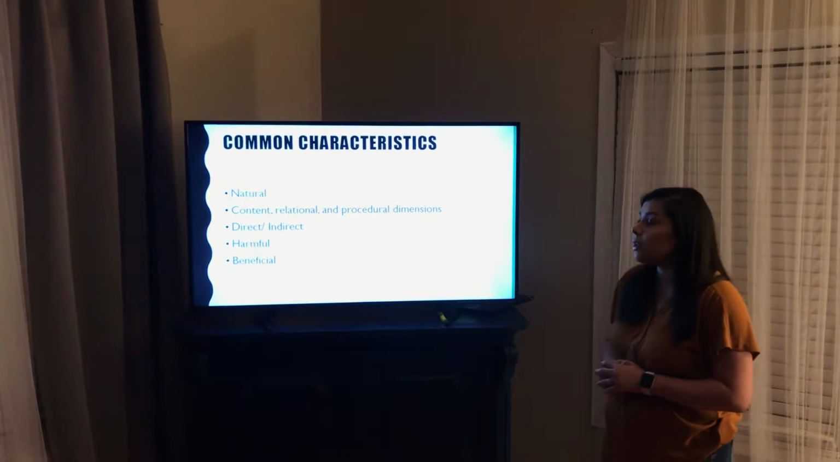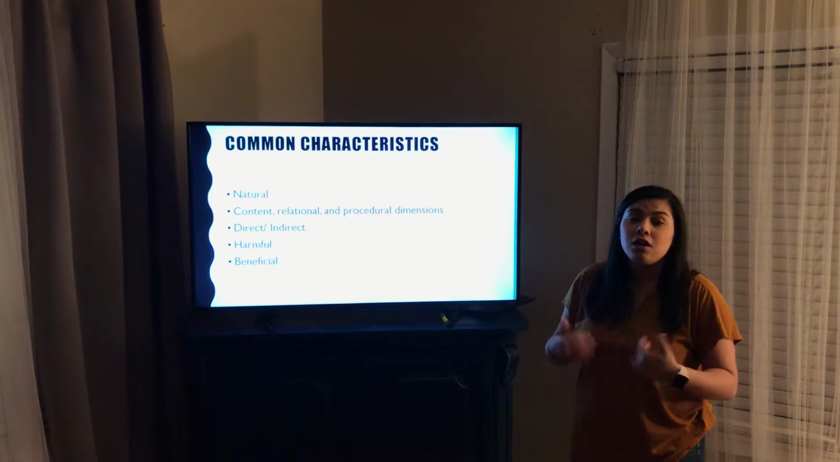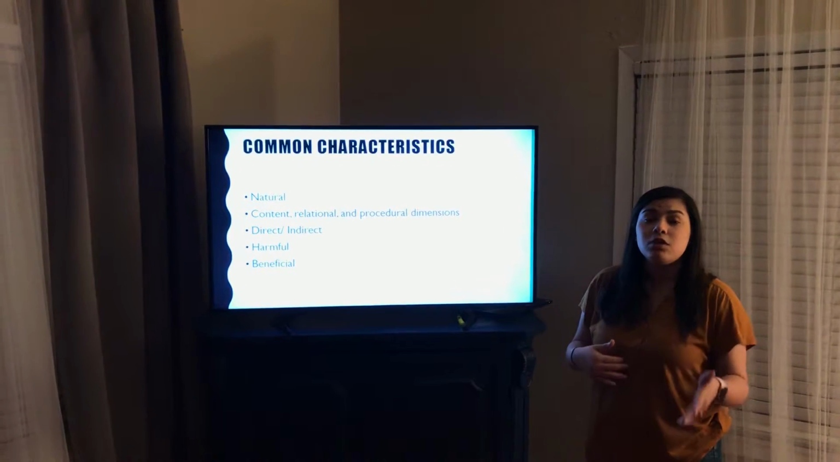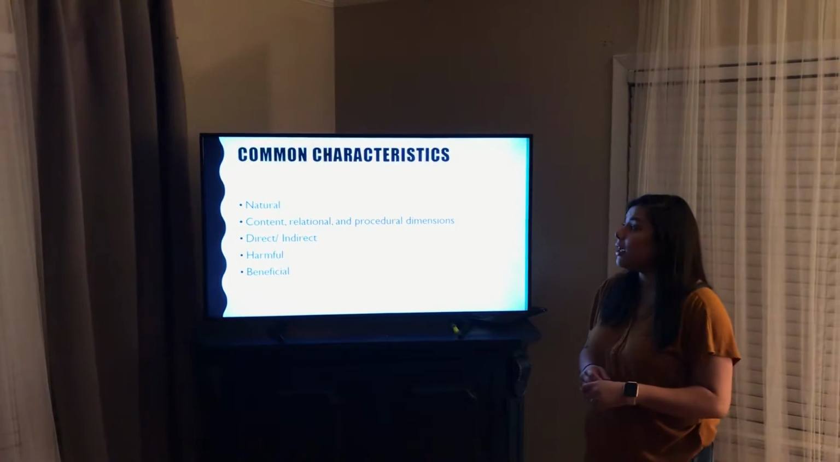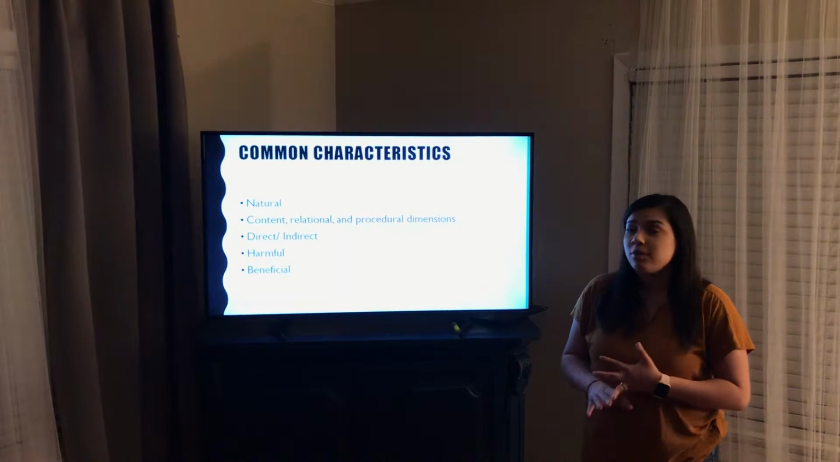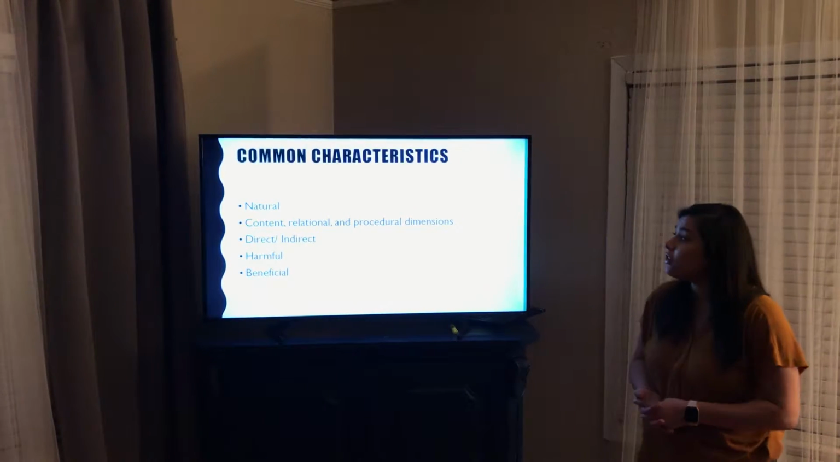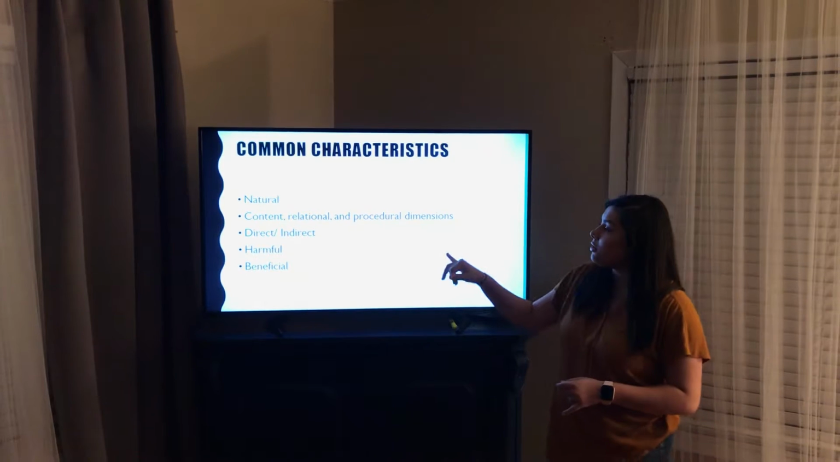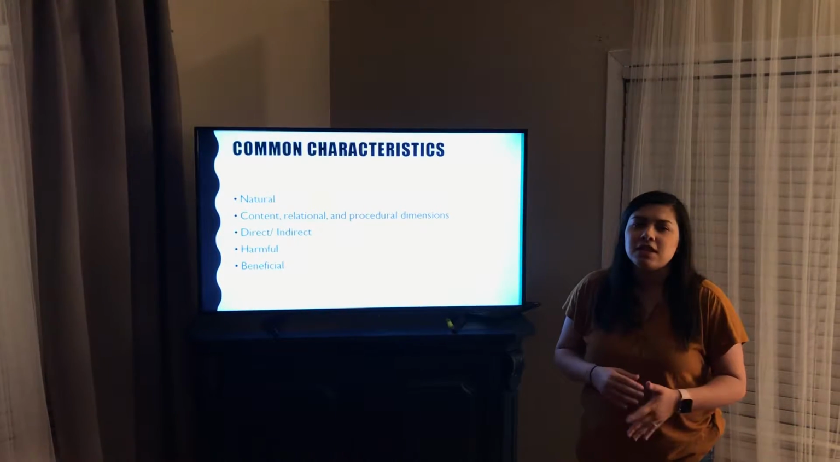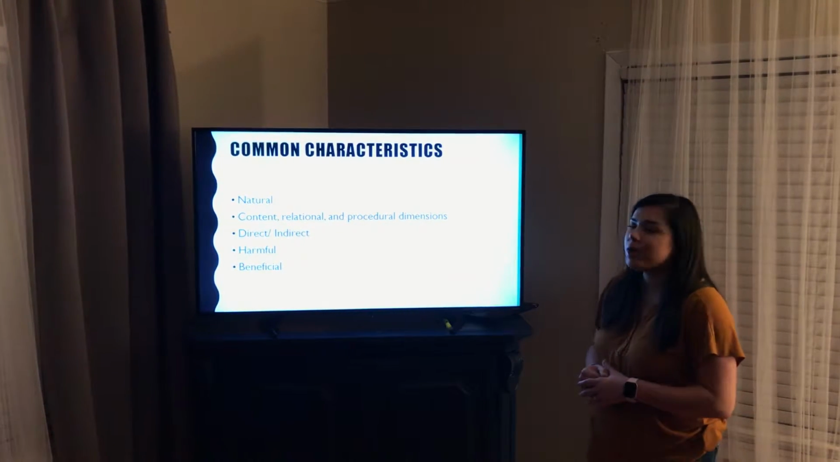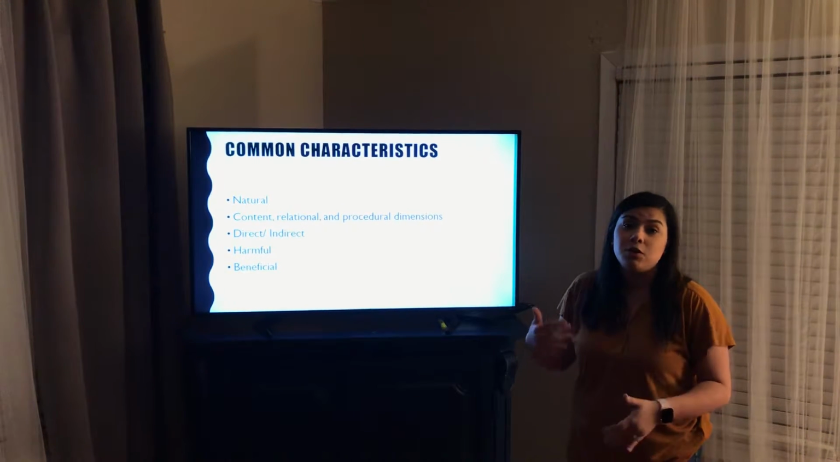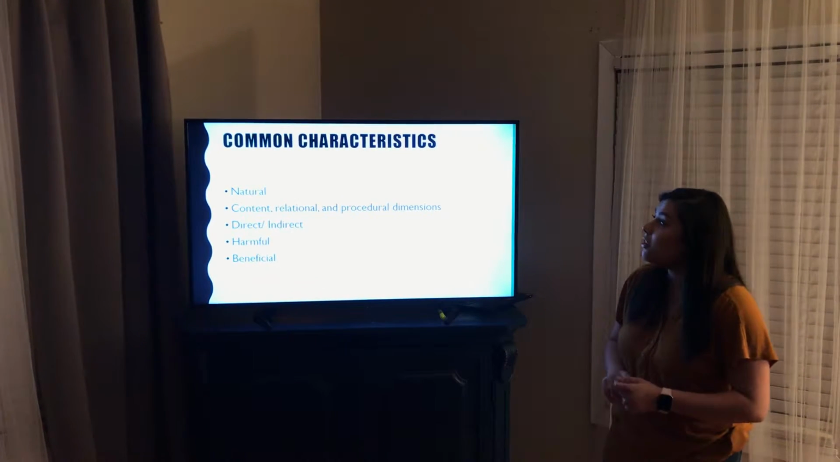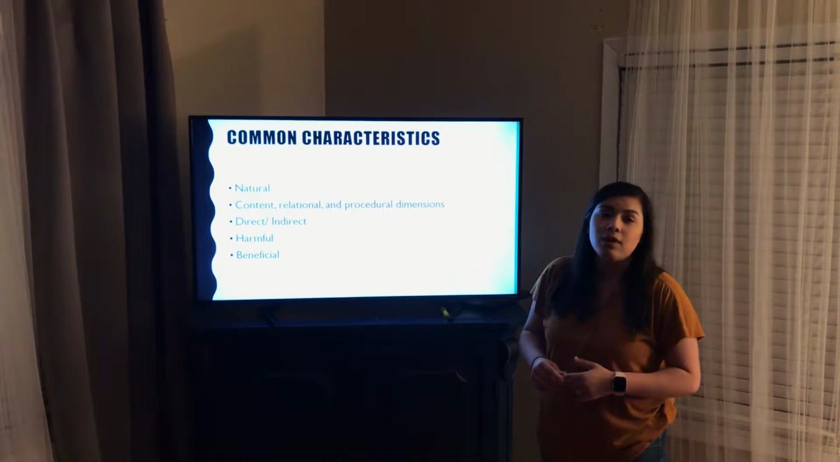It can also be relational. This is when you are having a conflict with a person you're in a relationship with, whether it is a marriage, a spouse, a family member, a brother, sister, and it can also be procedural. This is usually seen in the workplace because it's when someone is not following the steps that you have given them. Another characteristic is that it can be direct or indirect.